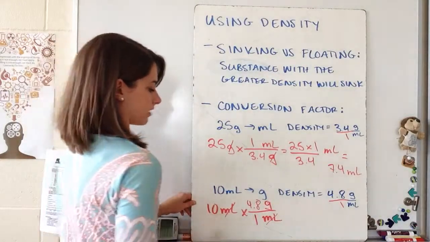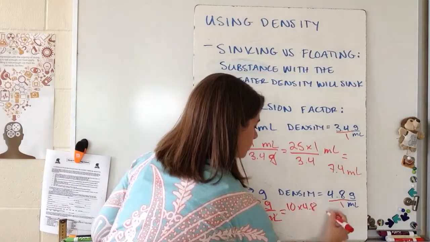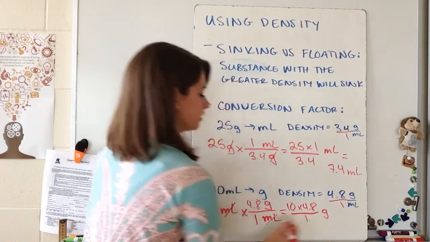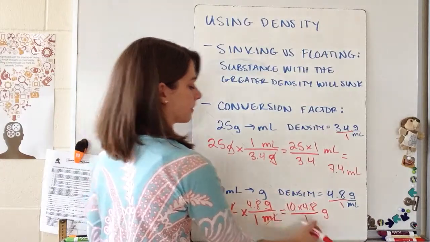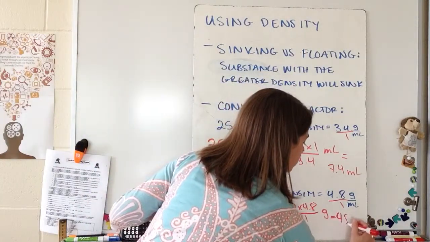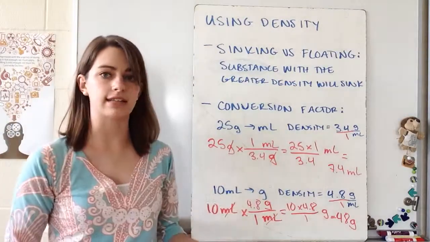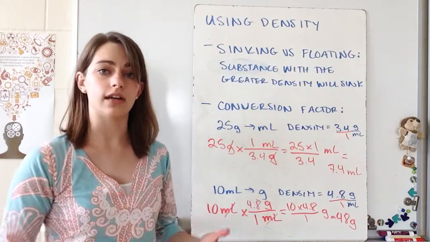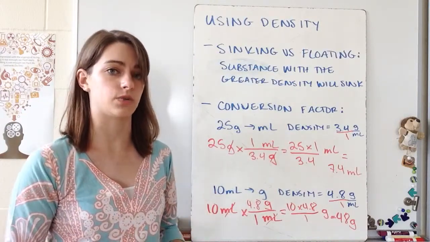So now I'm going to do the math. So I'll do 10 times 4.8. Grams are my only units that are left, divided by 1. So if I do 10 times 4.8 divided by 1, I get 48 grams. So I didn't even have to mass out whatever the substance is. I didn't even have to physically have the substance. I know that if I have 10 milliliters of it, it's going to have a mass of 48 grams.